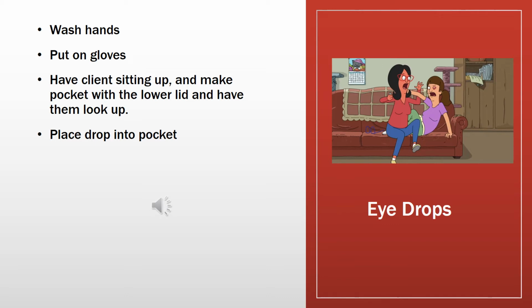Sometimes eye medications can come as an ointment instead of a drop. And in that case, it still follows the same concept where you'll make that pocket with the lower lid, put a thin ribbon of that ointment along the lid there, and it'll absorb into the eye that way.